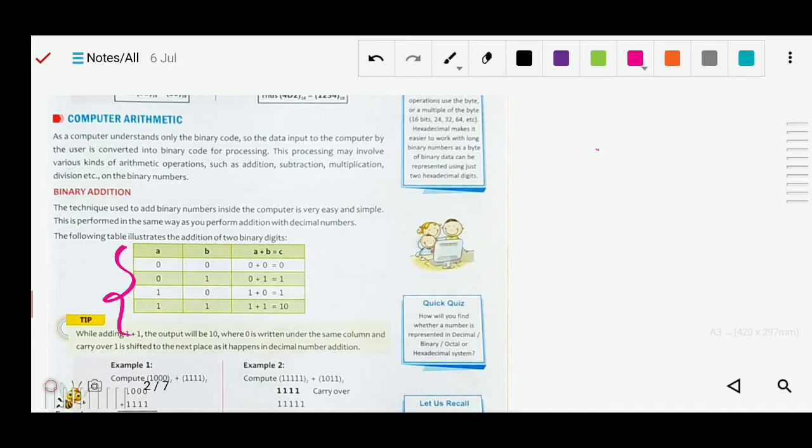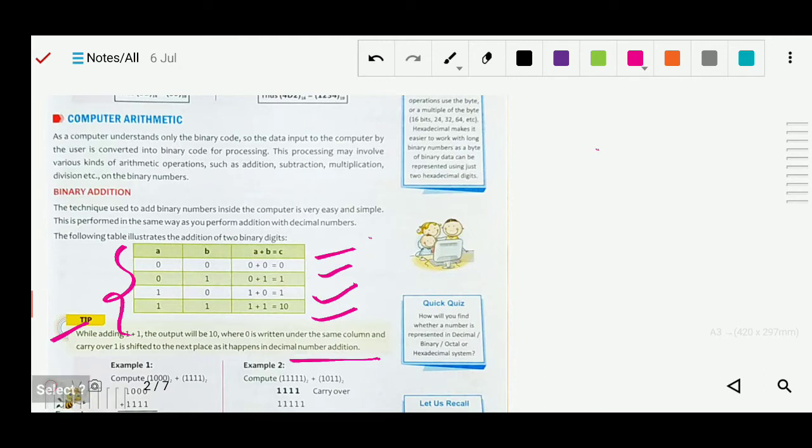0 plus 0 is 0, 0 plus 1 is 1, 1 plus 0 is 1, and 1 plus 1 is 10. 10 means you write 0 there and the carry will be 1. See here, 1 plus 1 output will be 10, where 0 will be written under the same column and carry over 1. You will understand with the example. So this table you must learn.